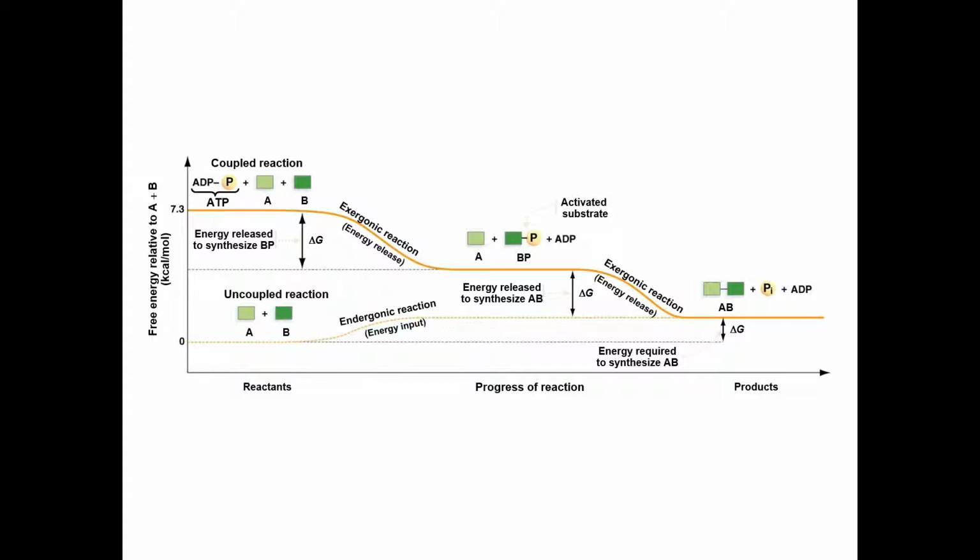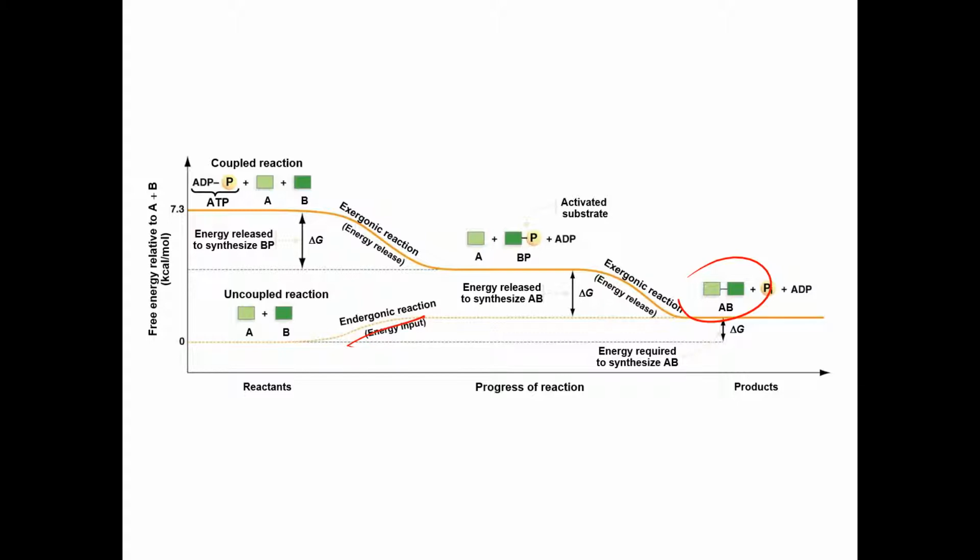Alright, so here, on the y-axis, you're shown the free energy. So your endergonic reaction, A plus B, has a low amount of free energy, and you're trying to make a molecule that has a higher amount of free energy, AB. So you're trying to synthesize a larger molecule. So this is an endergonic process.